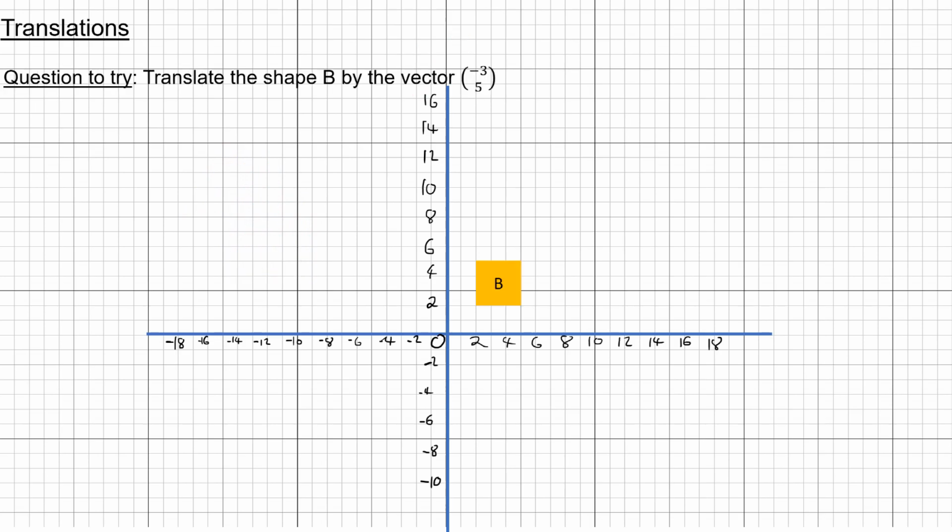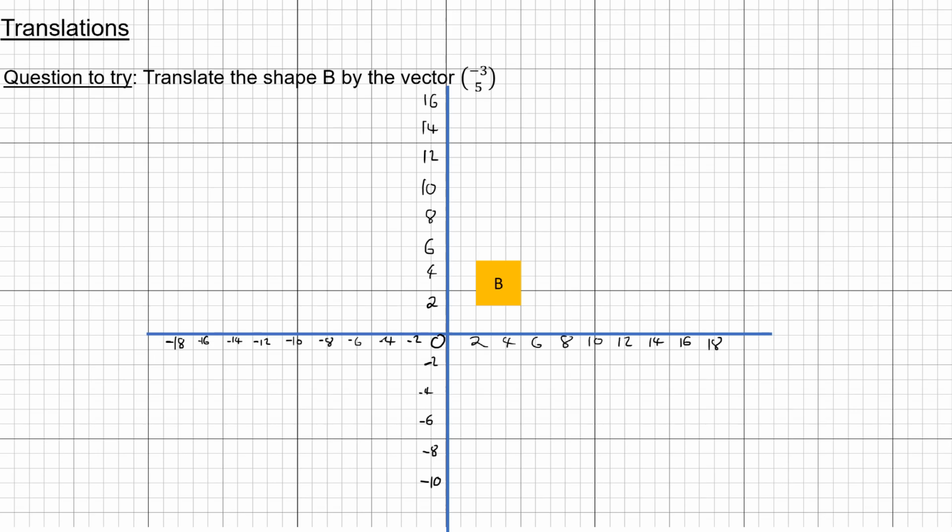Here's a question for you to try. On some squared paper, can you please draw the axes and then draw shape B, so it's just a square with corners (2, 2), (5, 2), (2, 5), and (5, 5). And can you translate shape B by the vector minus 3, 5? So pause the video now, and when you're ready for the answer, press play.